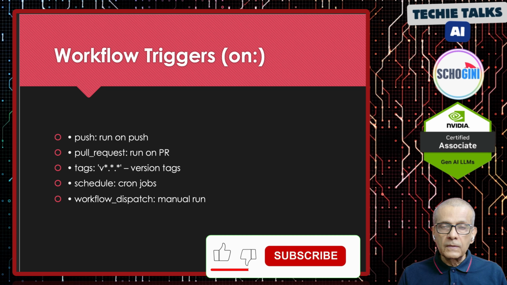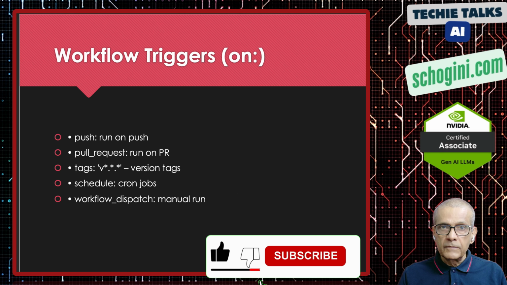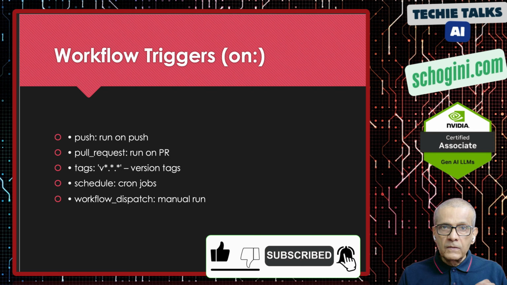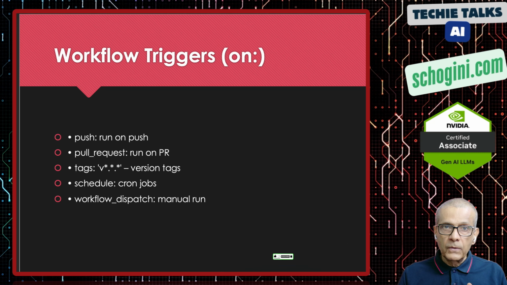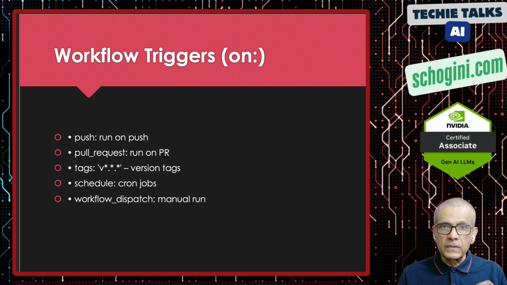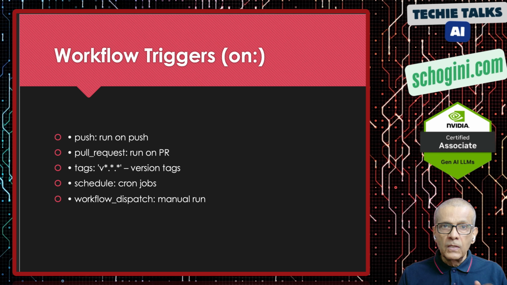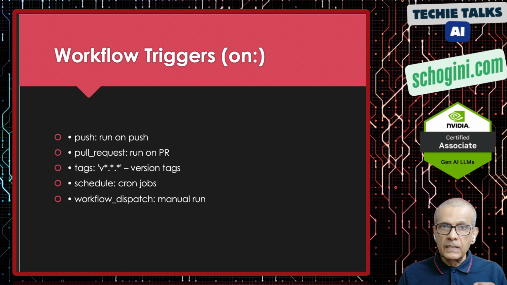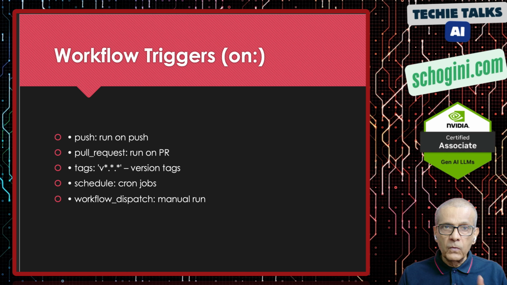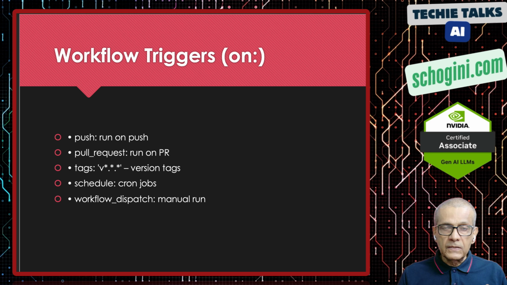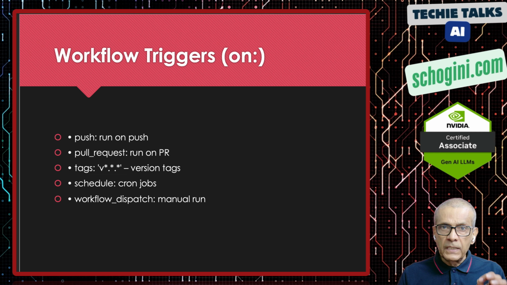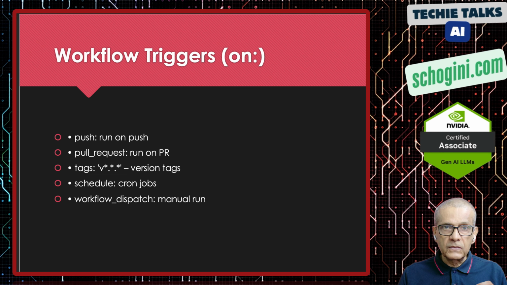Workflow triggers, that is on: we saw the syntax. The on section defines when the workflow runs. For example, push runs on every code push. Pull_request triggers when a PR opens or merges. That is when the pull request opens or merges.